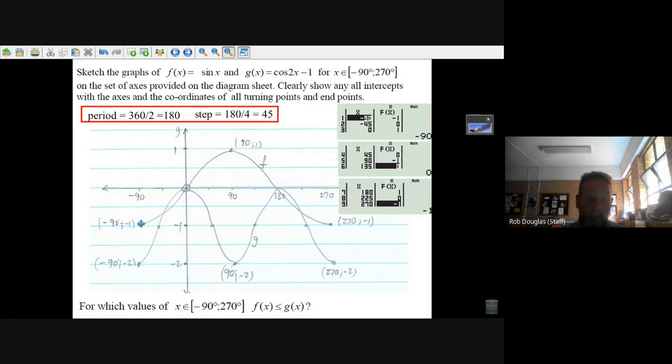It drops down to minus 90. So this is the wave that goes on and on. But here it's between minus 90 and 270. That takes care of sine x.